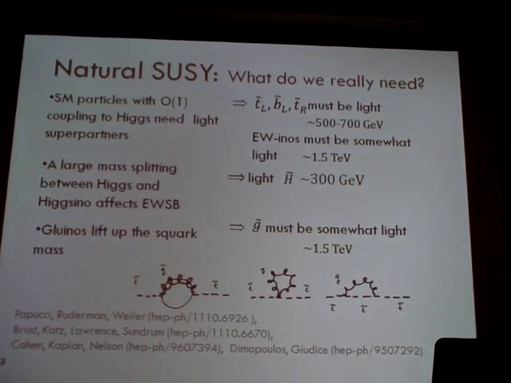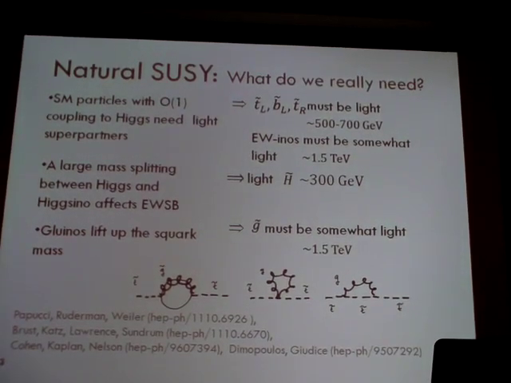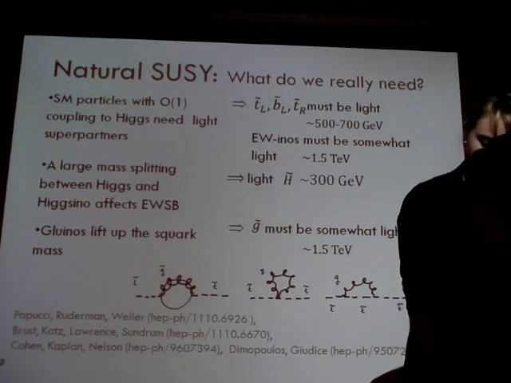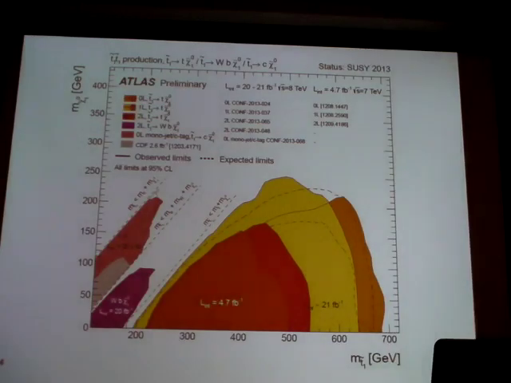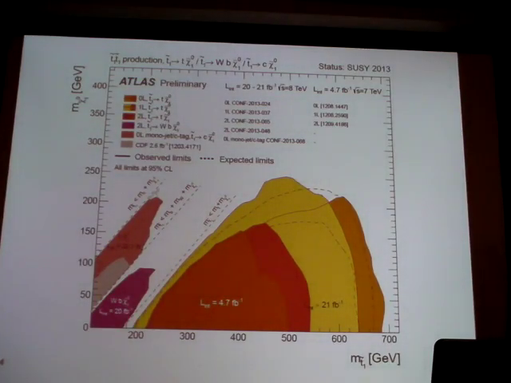Parameter space left. The ingredients that we really need to have a naturally light Higgs that's consistent with what we've observed, and SUSY that still solves the hierarchy problem without introducing new hierarchy problems in the Higgs mass, are light stops and sbottoms, light Higgsinos, and somewhat light gluinos. So there's been a lot of interest in light stop searches at the LHC.